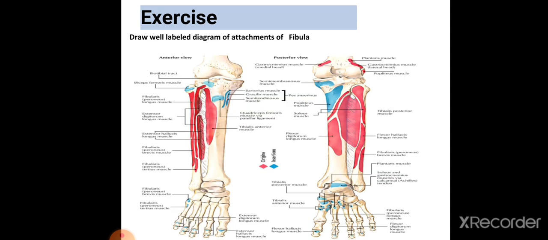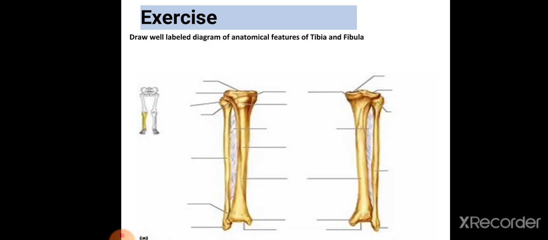Next, for your exercise you have to draw this well labeled diagram for your files. In this you have to write the attachments and color the attachments, orange color for the origin and sky blue color for the insertion. And the next exercise is the well labeled diagram of the tibia and the fibula. In this you have to label all the demarcated structures in this image and use no color for filling the bone. Bone is colorless. You can use pencil or black pen for outlining the figure.